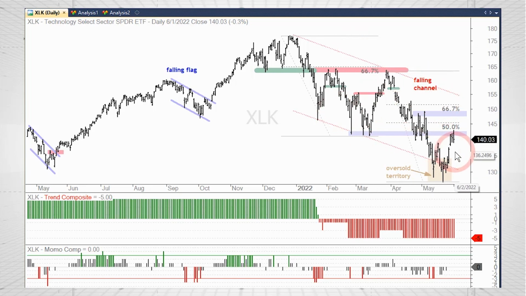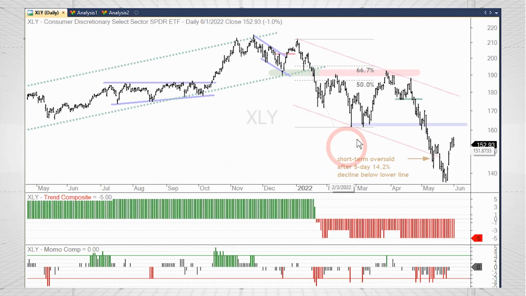We've got a falling channel in XLK. We've got a bearish trend composite since the middle part of January, and it's stayed bearish. And you can see we've got this bounce. We're coming to broken support, turning resistance. There's resistance from the late April, early May highs. So this is kind of a big zone of resistance XLK is moving into.